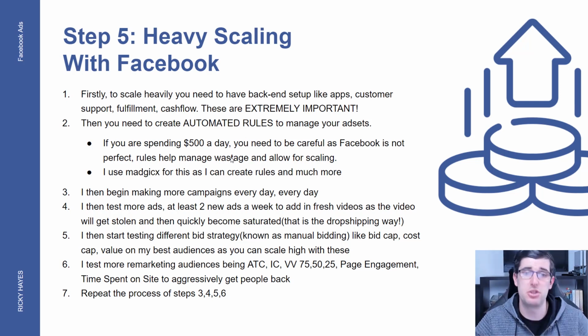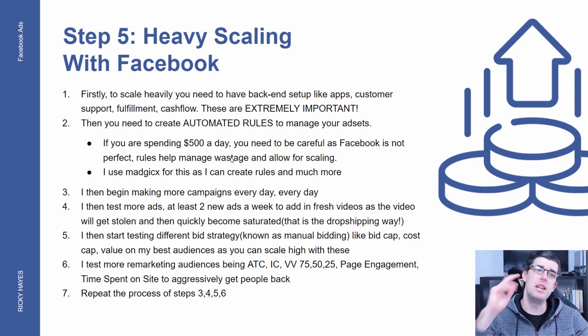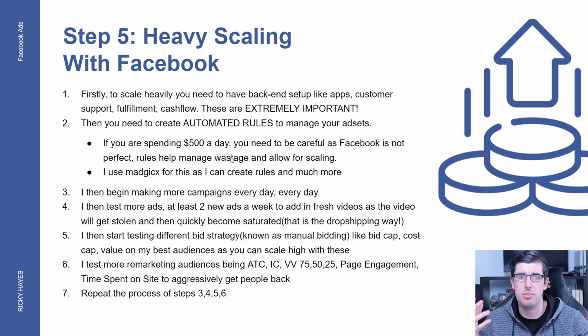I personally test a lot of bidding strategies. Okay, known as manual bidding by the greater community, just a bid strategy: bid cap, cost cap, and value. Value is not something most of you will see on small ad accounts. It's something you need to get a seasoned pixel for. Most of you will be running auto bids, which is highest value, lowest cost. So I test that. I personally find that cost cap generally does best for me.